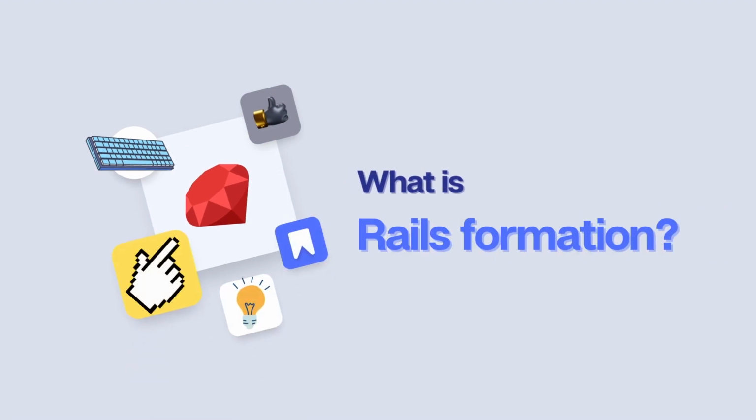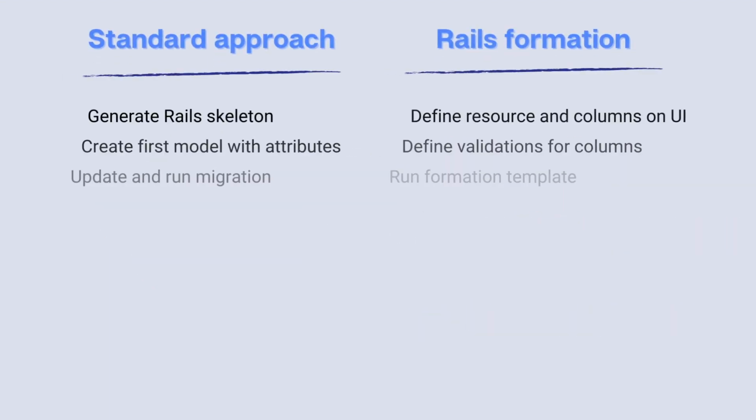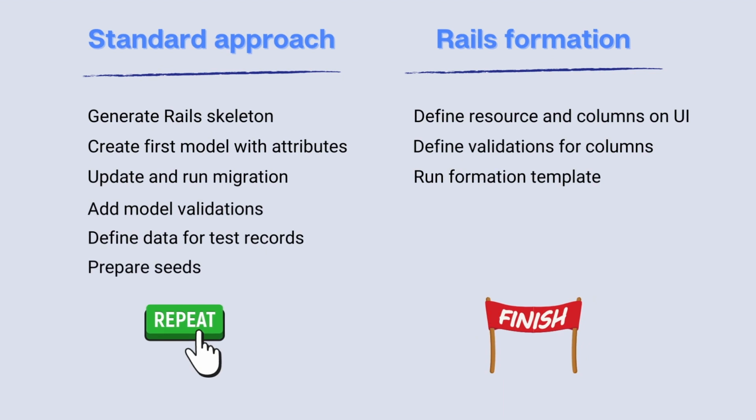So what is Rails Formation? Rails Formation is a toolkit for planning and bootstrapping Rails applications at the same time. Let's see how it compares to the standard approach.